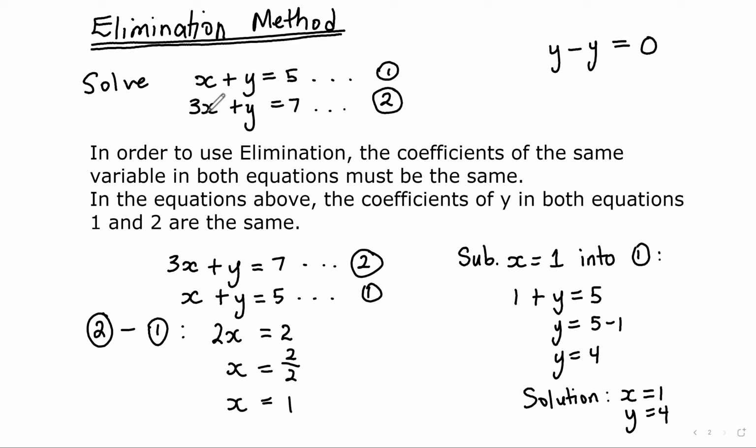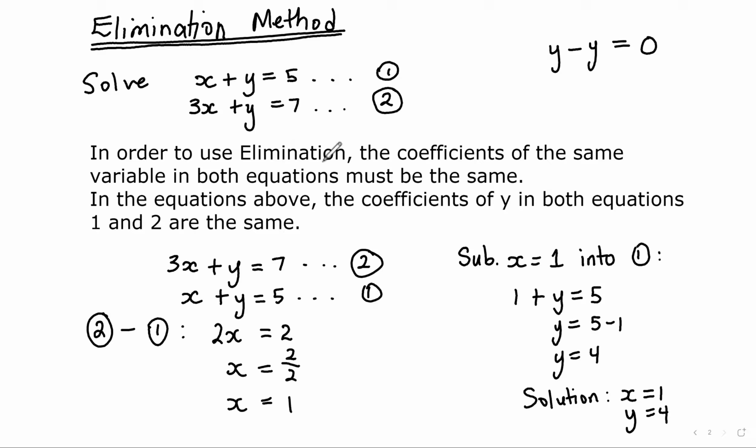So x does not meet the conditions or criteria to use elimination. However, with y, the coefficient of y in both equation 1 and 2 is 1 and 1. So it has the same coefficient. And once it has the same coefficient, I could go ahead and use the elimination method.